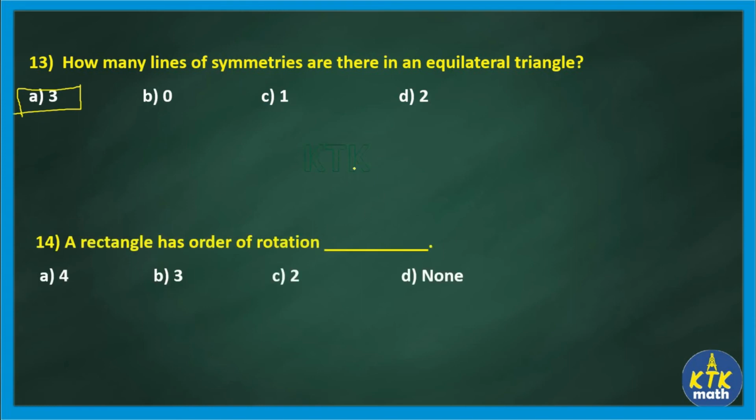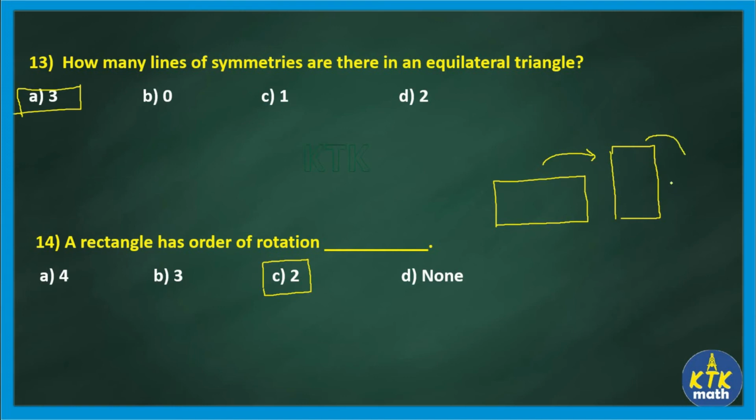Next, a rectangle has order of rotation 2. Do you remember how to find the order of rotation? Consider a rectangle like this. When you rotate it at the first order, it is going to be 90 degrees. It will be like a vertical one. And when you rotate it again, it will come back to its old position. So when you rotate it the second time, it has the same shape there. Therefore the order of rotation for a rectangle is 2.